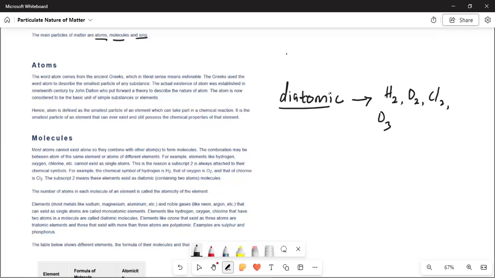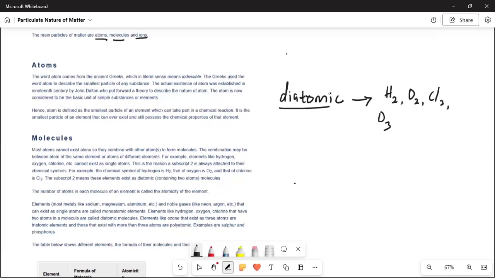Most elements, like metals such as sodium, magnesium, aluminum, and iron, and noble gases, can exist as a single atom, called a monatomic element. However, elements like hydrogen, oxygen, chlorine that have atoms in a molecule are called diatomic molecules because they have, what, two atoms in a molecule. While elements like ozone that exist as three atoms are triatomic elements, and those that have more than three atoms are polyatomic elements. Examples are sulfur and phosphorus.